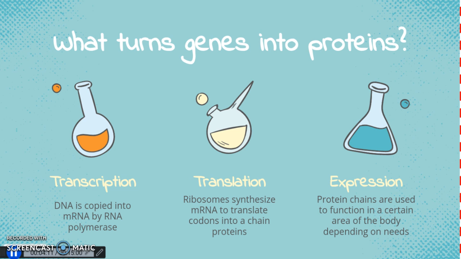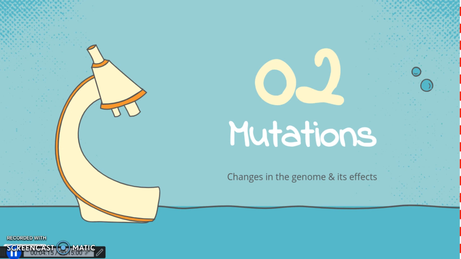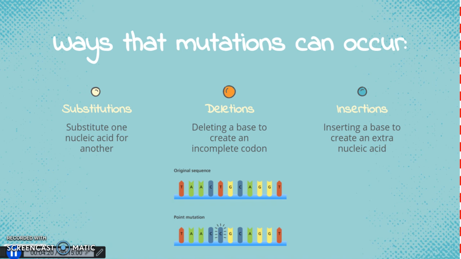And those protein chains are going to be used to function in a certain area of the body depending upon what we need. Next up, we have mutations, or changes in the genome and its effects. Ways that mutations can occur. There are 3 main ways: substitutions, deletions, and insertions.